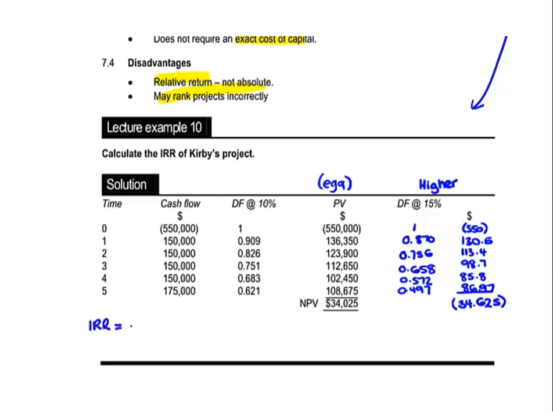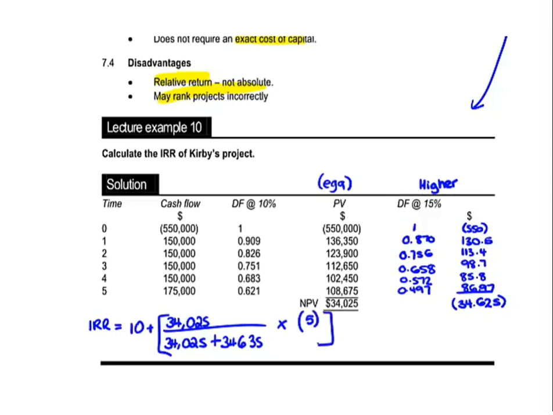So the IRR is approximately equal to A, which is 10%, plus the NPV of the project at 10%, which is 34,025, divided by 34,025 minus, but a minus and a minus make a plus, 34,635, times by the difference between the discount rates.